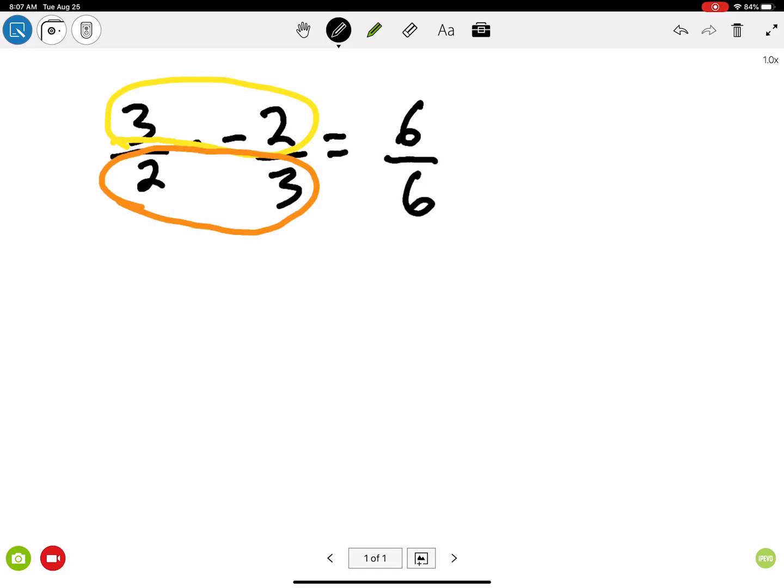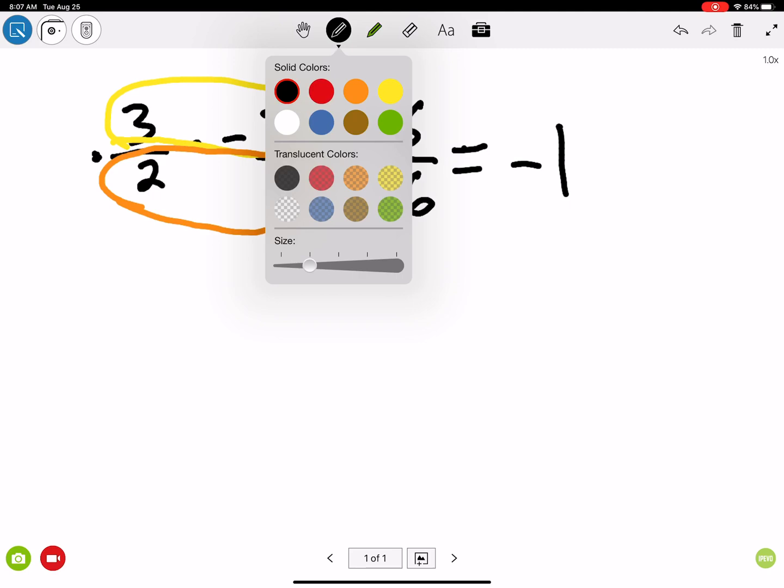Now what you did need to realize is this 3/2 right here, this is a positive 3/2. This 2/3 is a negative 2/3. And a positive times a negative is a negative. And then we can go a step further with this problem specifically, because 6 over 6 is 1, and since there was a negative here, my answer is negative 1. Okay? I can do another problem.